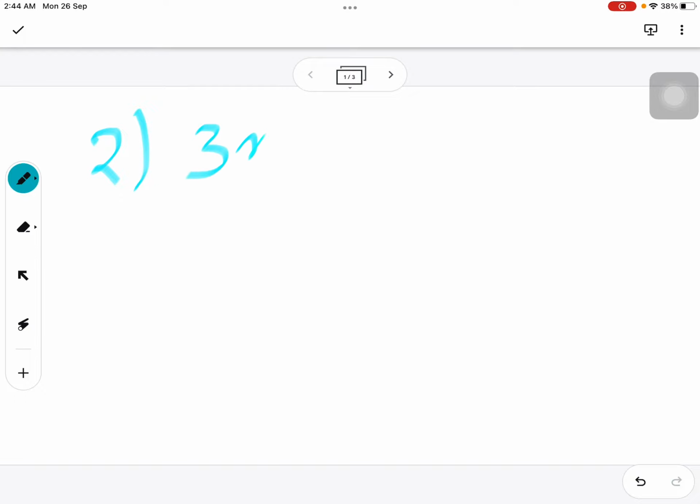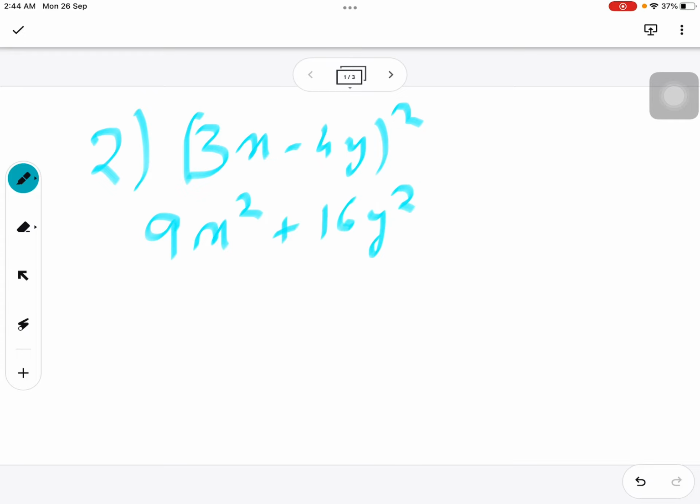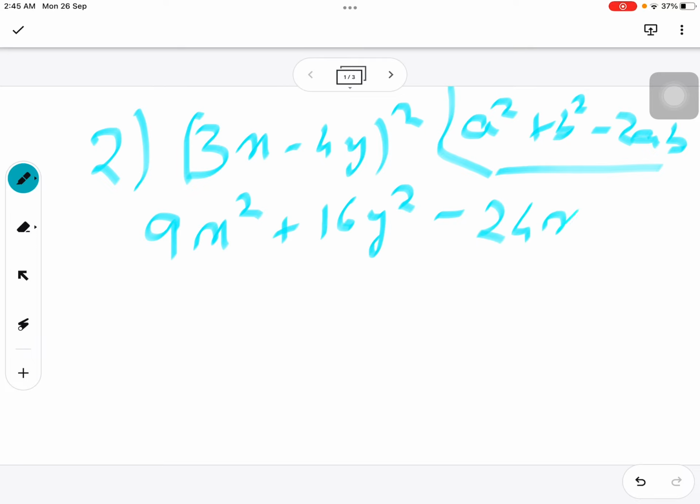(3x minus 4y) whole square. Very simple problem. I'm starting with simple problems. This will be 9x square plus 16y square. You have minus, okay, we are following the formula a square plus b square minus 2ab. The expansion would be, okay. So 2 into 3, 6, 6 4s are 24, minus 24xy. Let's look at the next problem.